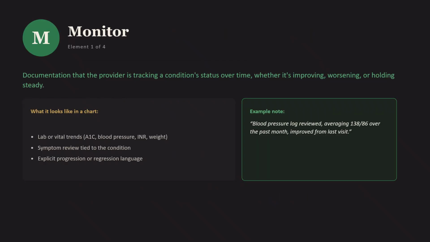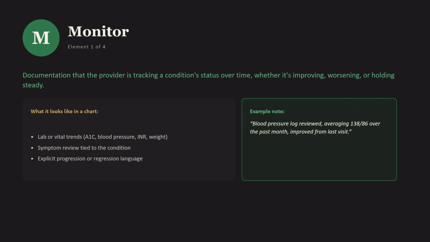So let's look at it again, letter by letter, starting with M for monitor. Monitor means that the provider is documenting that they're tracking the condition status over time. Is it improving, worsening, or holding steady since the last visit?